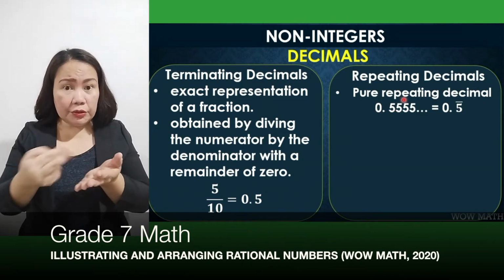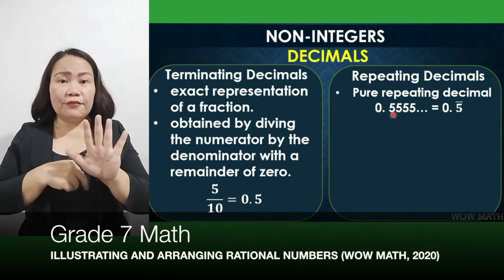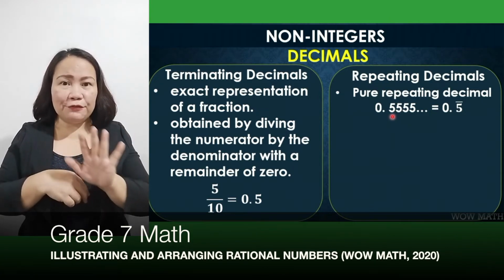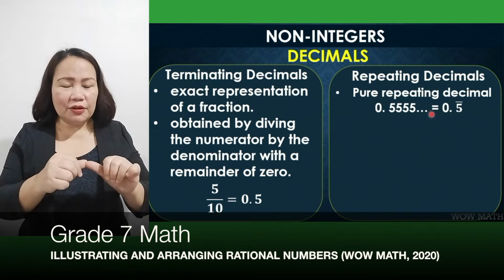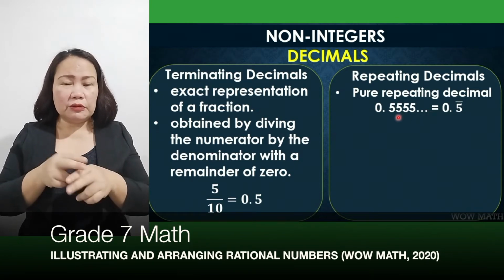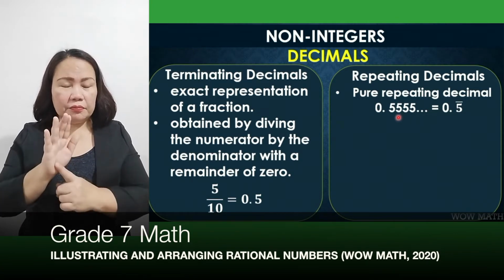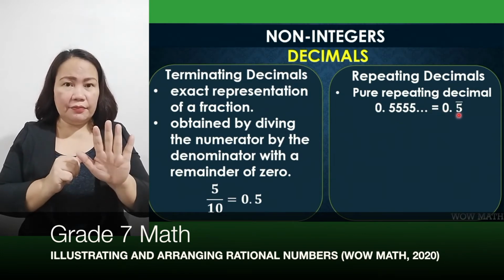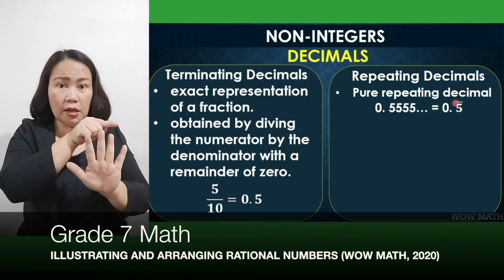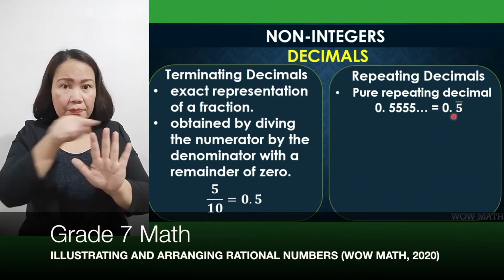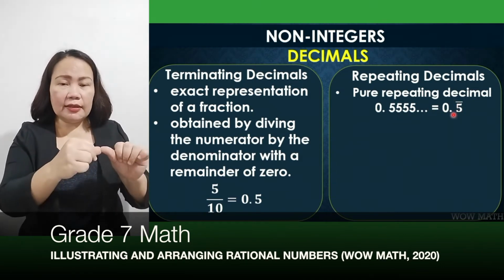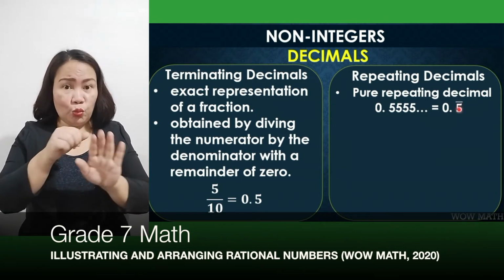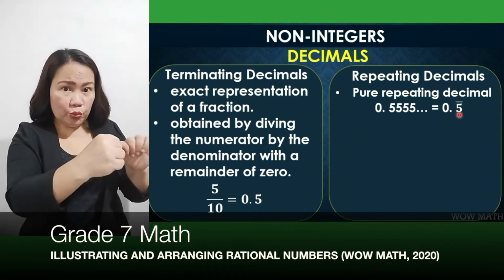Bakit siya tinawag na pure repeating? Kasi ang nauulit ay 5 lang. Walang ibang nauulit kundi 5 lang. Alright? Since this is too long, we can have 0.5 and then you put a bar above the repeating digit. Since ang repeating digit mo ay 5, pwede ka na lang maglagay ng bar sa taas niya. Ibig sabihin, etong 5 na to ay nauulit.